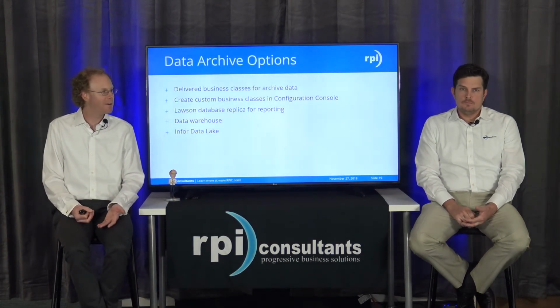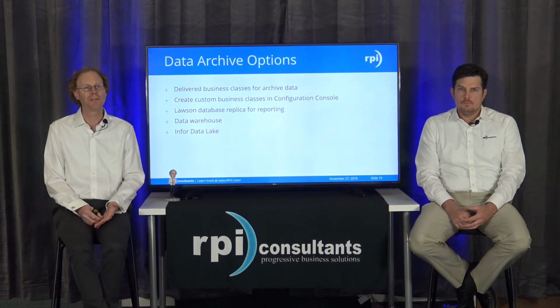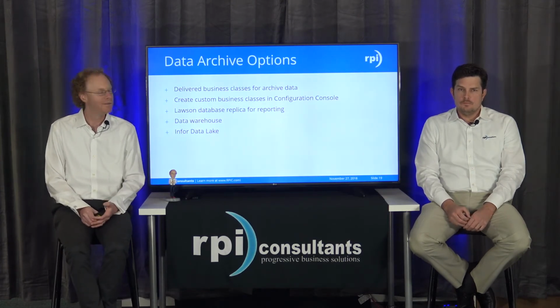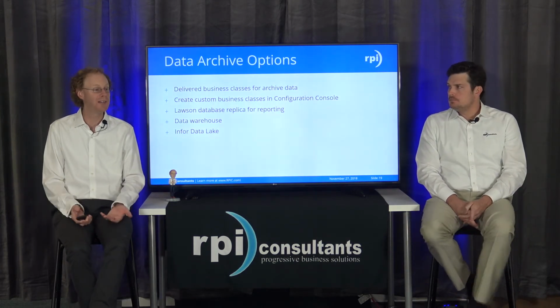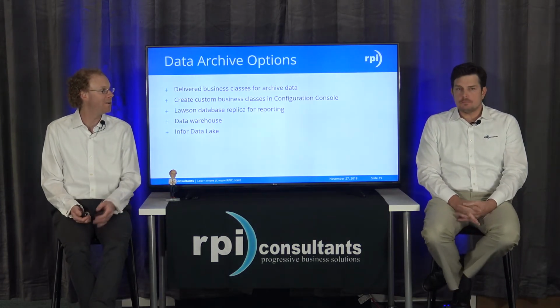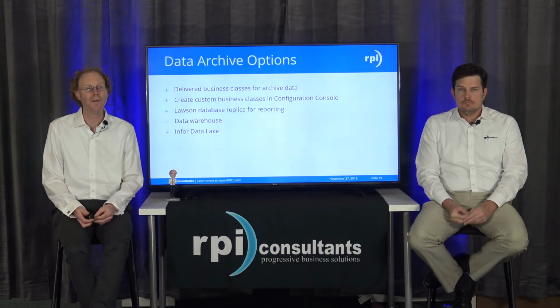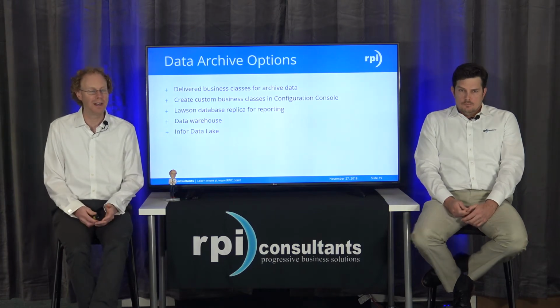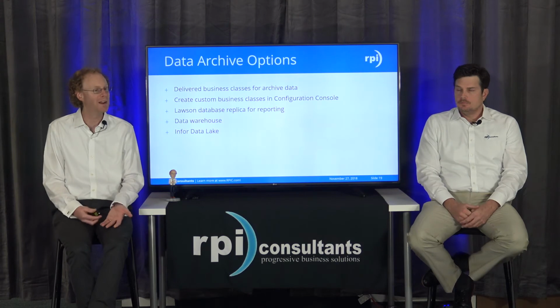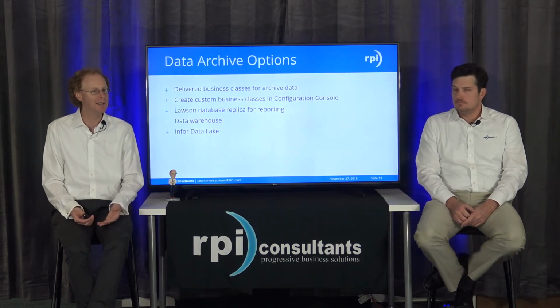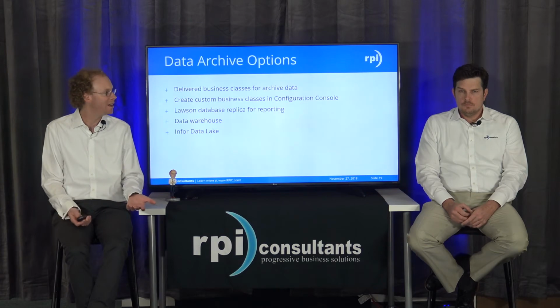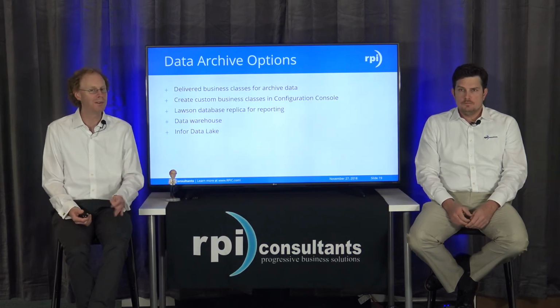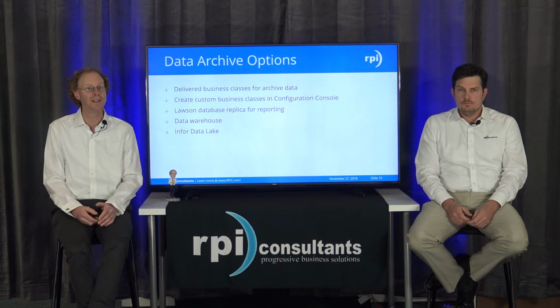There are a handful of delivered business classes right within the CloudSuite solutions that can hold archive data. For example, in CloudSuite Financials, there is a sort of legacy GL-trans table that we can use. Of course, we have the ability to create our own business classes with Configuration Console. So an advantage to building out a new business class to hold historical data versus just straight up converting that historical data is we don't have all the dependencies on related records, right? So if it's in a separate business class, we could sort of control what that data validation logic is.